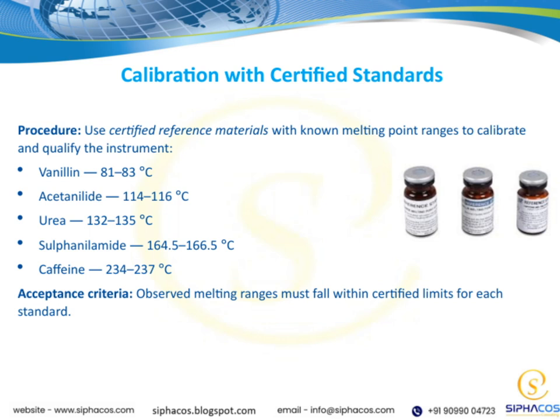By measuring these standards, we can verify that our instrument is performing correctly. The most important point is that the observed melting ranges must fall within these certified limits. If they do, we can confidently say our instrument is calibrated properly. This process is crucial because it underpins the accuracy of all subsequent measurements and analyses. So, calibration with these standards is a fundamental step to ensure consistency and trustworthiness in our results.